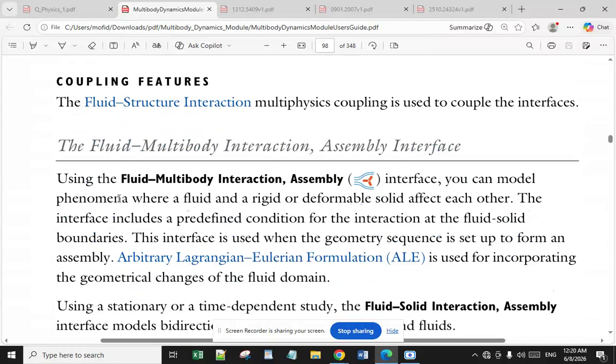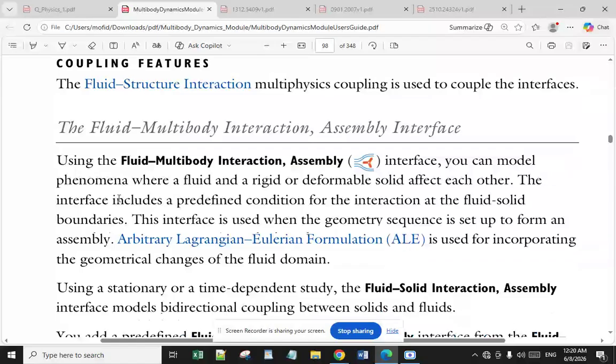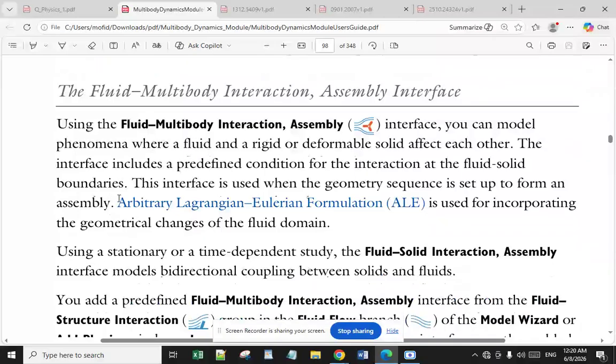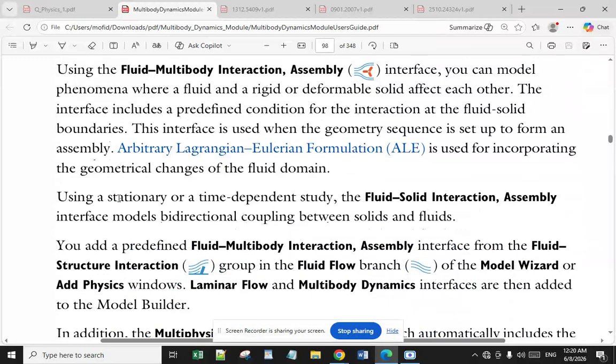The fluid structure interaction multiphysics coupling is used to couple the interfaces. The fluid multibody interaction assembly interface. Using the fluid multibody interaction assembly interface, you can model phenomena where fluid and rigid or deformable solid affect each other. The interface includes a predefined condition for the interaction and the fluid solid boundaries. This interface is used when the geometry sequence is set up to form an assembly. Arbitrary Lagrangian Eulerian formulation is used for incorporating the geometrical changes of the fluid domain.